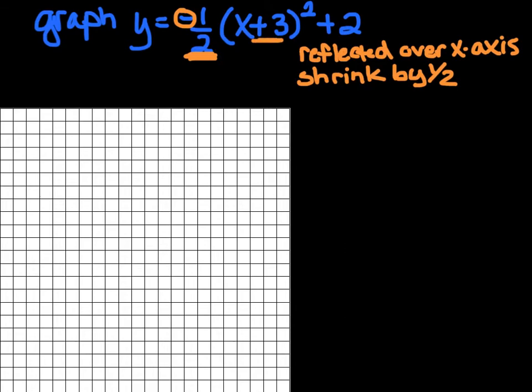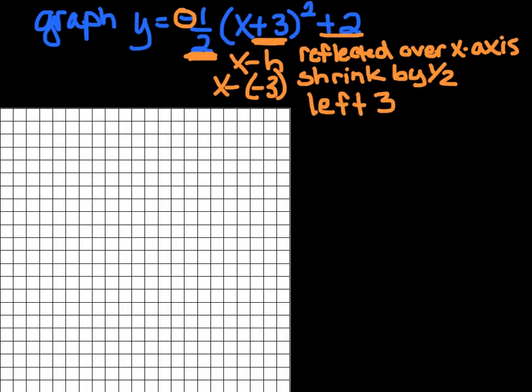This plus 3, if it's supposed to be x minus h, then this is x minus negative 3, isn't it? So that means we're moving negative 3 units. We're going left 3 units. And then the plus 2 means we're going to move up 2.